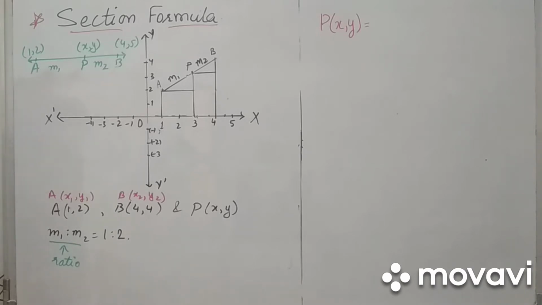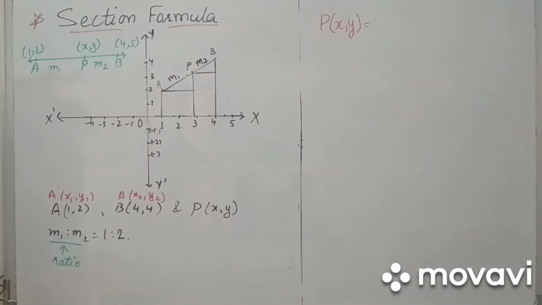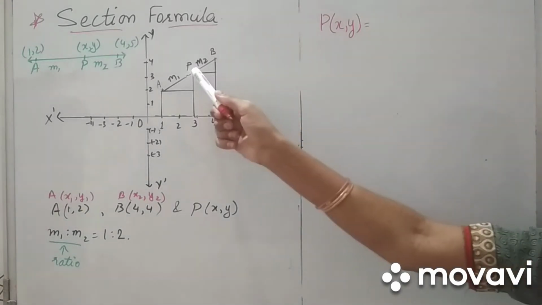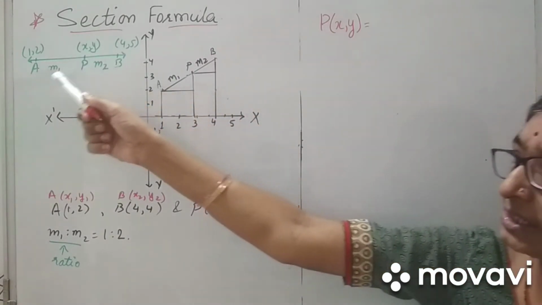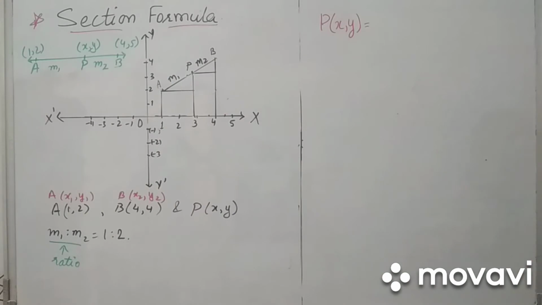Here the similarity of triangles is also used. You may be unaware of the similarity of triangles, so we are not going into its derivation. Just simply understand that if it is like this, then what formula is there to find the coordinates of point P? P is the point which is dividing the line segment in a ratio M1 is to M2.